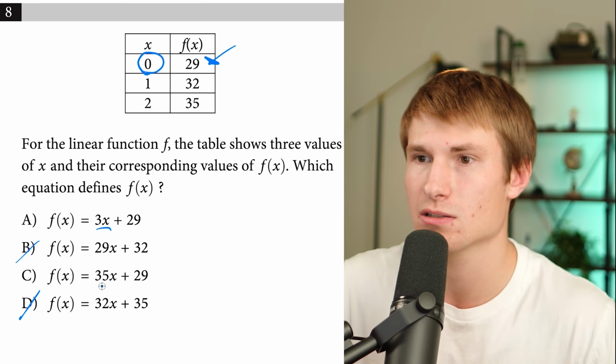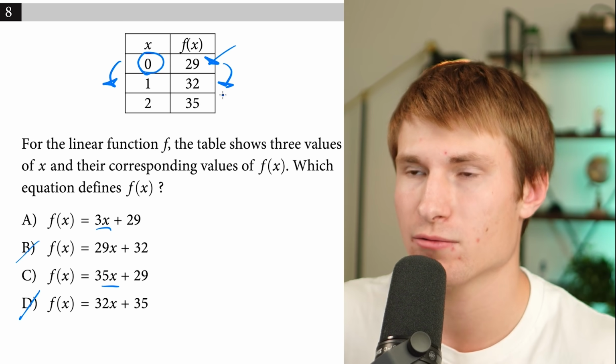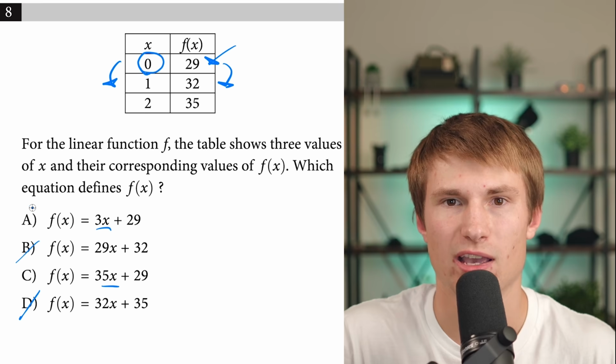Next thing I'm looking at is slope. I see that when I go over 1, I go up by 3, which means my slope is going to be 3x. So my answer there will be answer choice A.